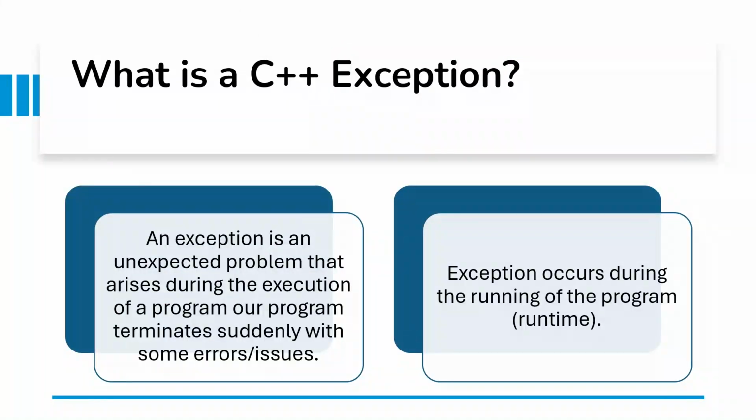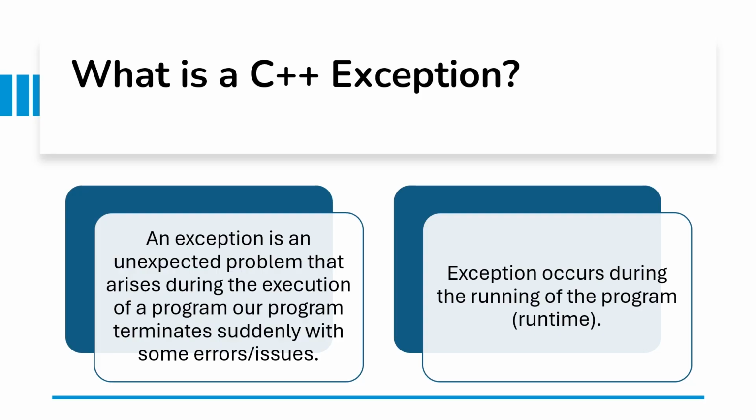Now, what is an exception in C++? An exception is an unexpected problem that arises during the execution of a program. Our program terminates suddenly with some error. So without exception handling, what will we do? With a disk problem or network problem, or errors while the program is running, the output goes wrong. What will we do? We will switch off or restart the system.